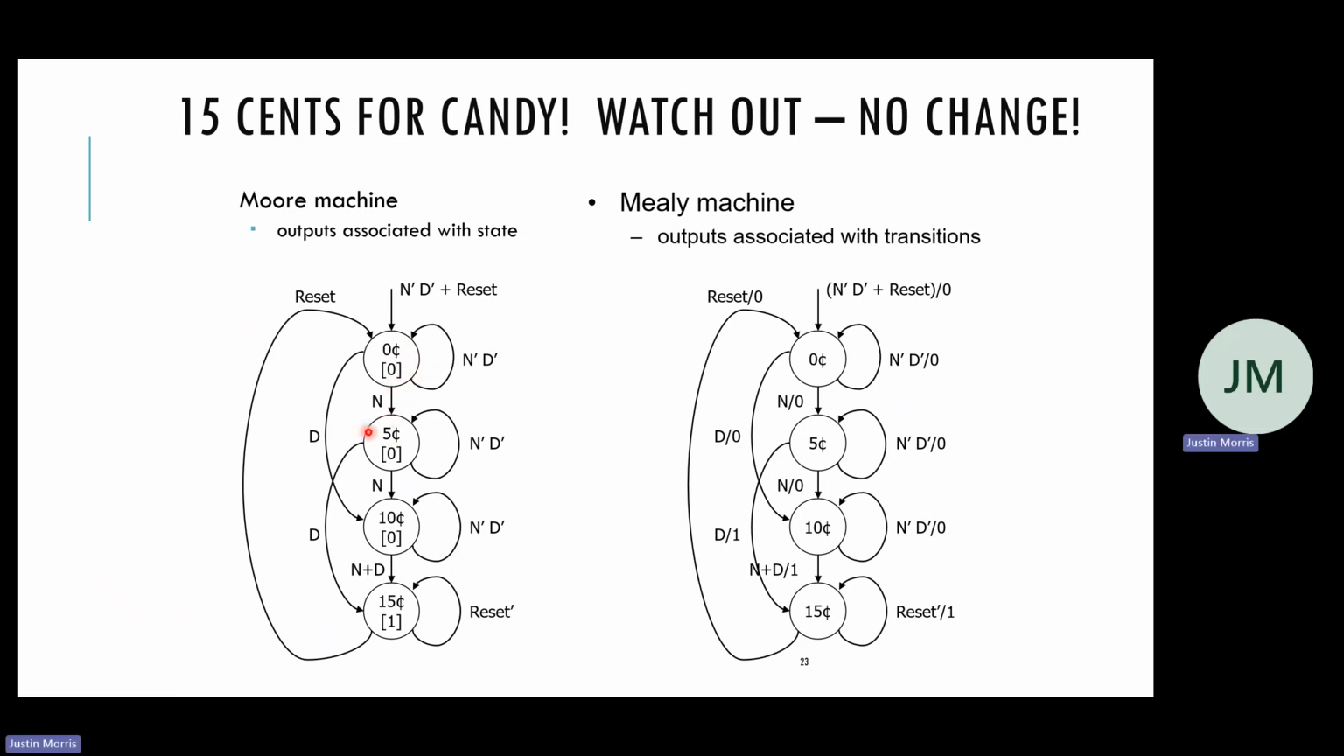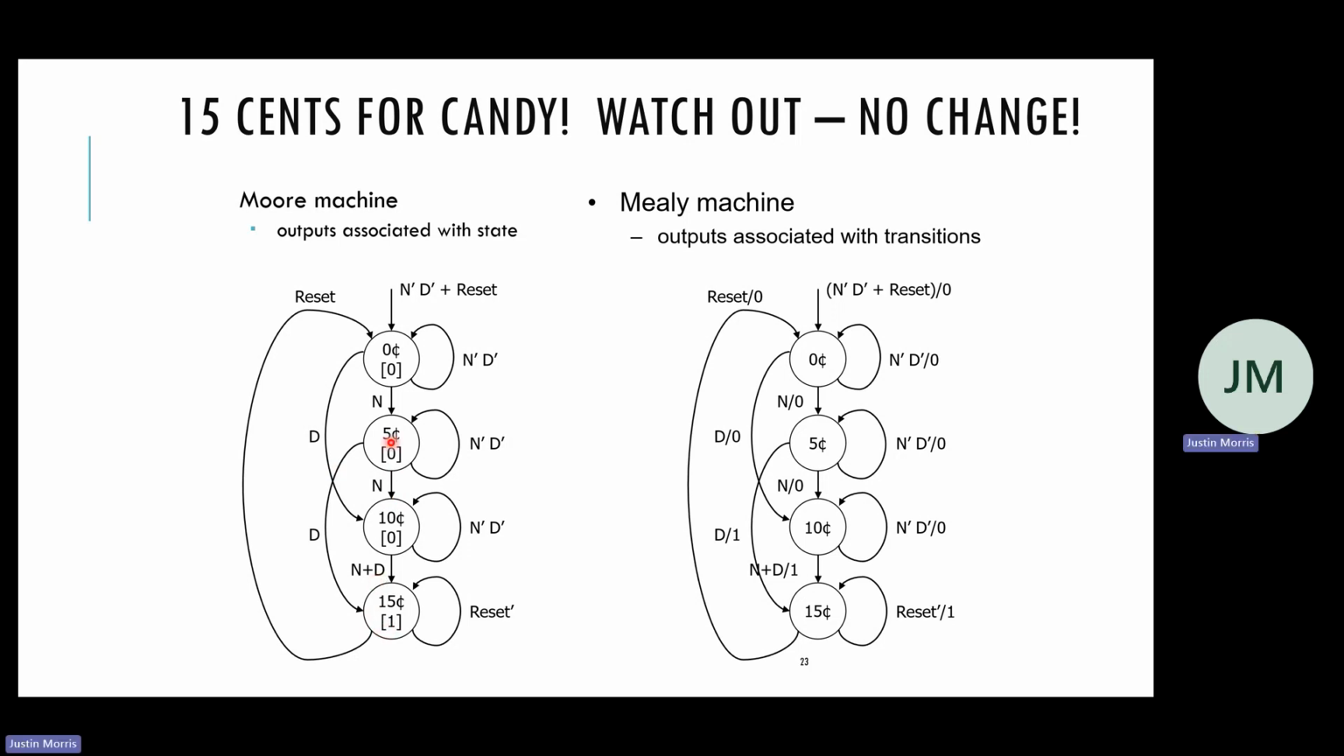If I get a nickel, I transition to 5 cents. That's still not 15 cents, right? So they don't get any candy. And then if I'm in 0 cents, I get a dime, I go to 10 cents. Right? And again, that's not 15 yet. So I still output 0. And then if I'm in 5 cents, I get nothing, I stay in 5 cents because my customer has already paid 5 cents, right? But if I get a nickel, I go to 10. If I get a dime, I go to 15.